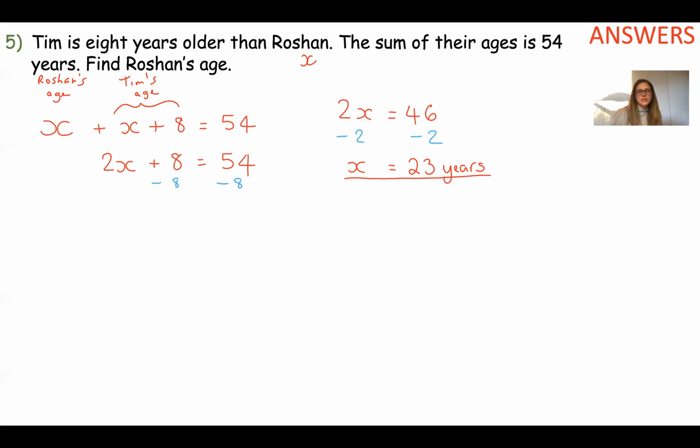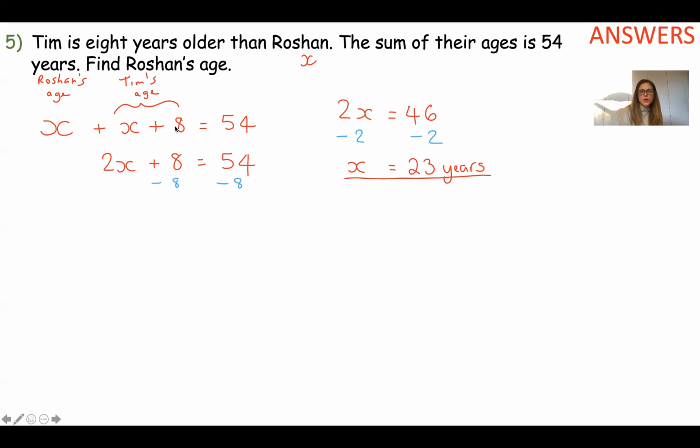So I have decided that Roshan is X years old. I don't know what X is, but I know that he's X years old. You can use any letter you want. I've chosen X. But I do know that Tim is 8 years older than Roshan. So that means that Tim's age here, look, there's Roshan's age, X, but Tim's age is 8 more than Roshan. So it's X plus 8.